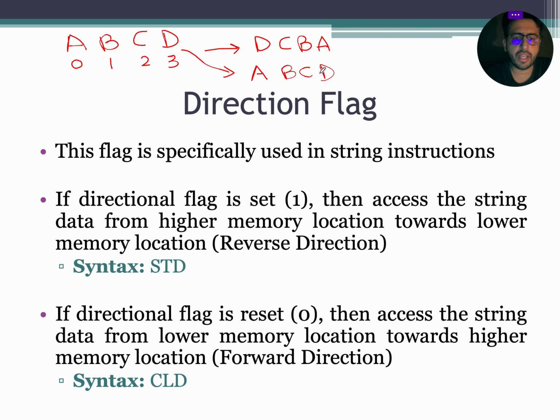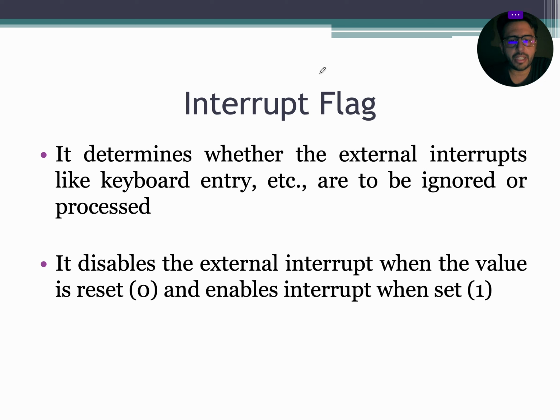Next comes the interrupt flag. The interrupt flag determines whether external interrupts like keyboard entry are to be ignored or to be processed. It disables the external interrupt when the value is reset, that is 0, and enables the interrupt when it's set, that's 1. Meaning if the given instruction is an illegal instruction or is yielding an illegal value, then the value of the interrupt flag will become 0 and it will ignore the instruction and move to the next instruction.